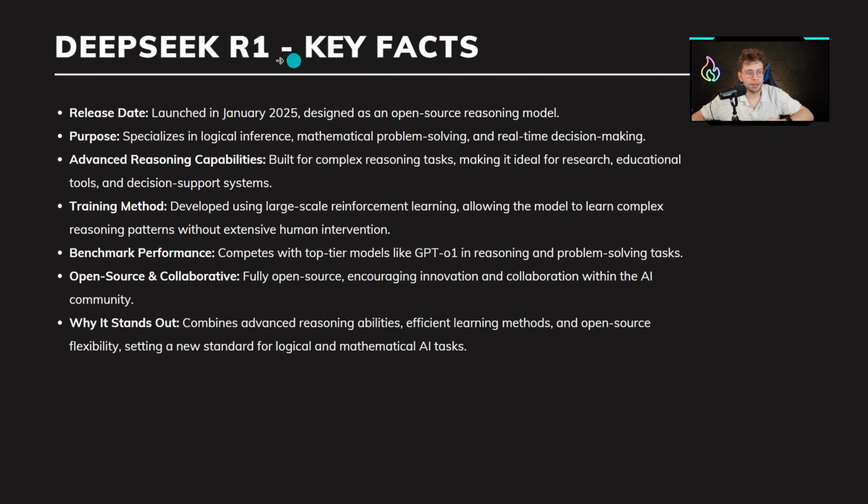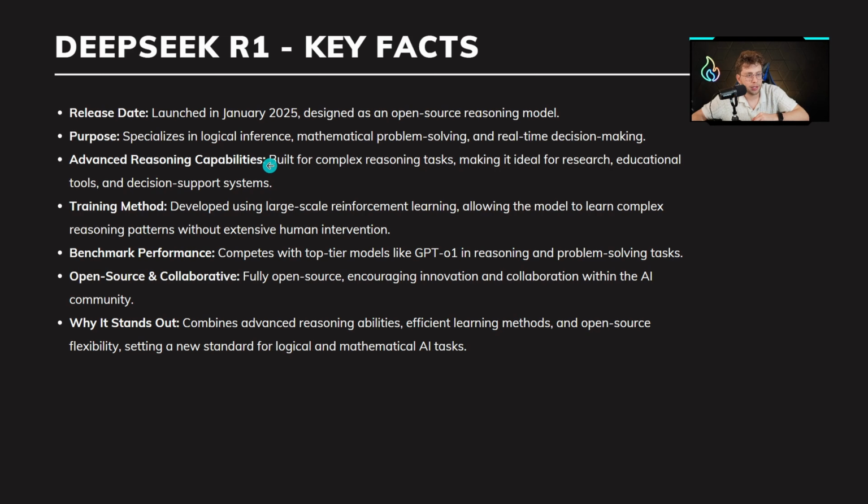So in general, let's start with some key facts about DeepSeek R1. It launched in January 2025, designed as open source. That means we can actually download it on our computer. The purpose: it specializes in logical inference, mathematical problem solving, and real-time decision making. So it's a reasoning model, it's kind of thinking. Later on, when we test it out on some real examples in this video, you will see how it performs.